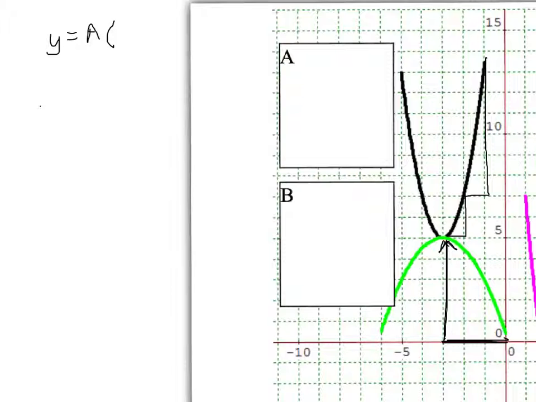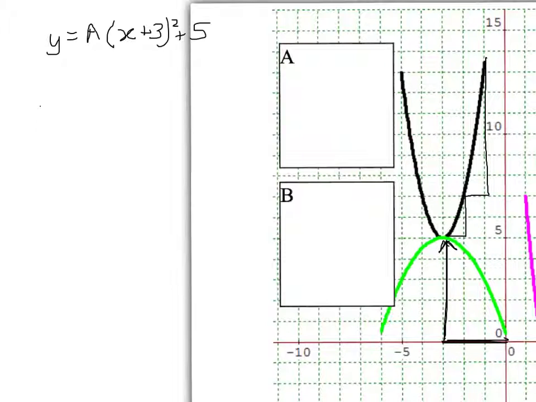And then we've got our normal translation. We went across 3 to the left, so we add 3, squared, and we went up 5, plus 5. This is the black graph. But we need to find out what A is, and the way we do that is we find a good point.